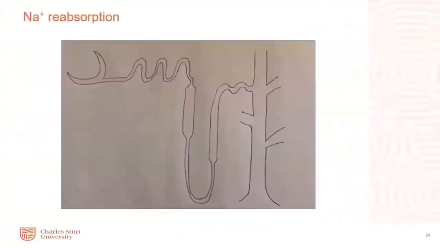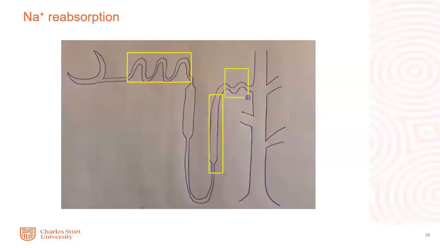So we're just going to have a look at this on the next slide. Now, in terms of sodium reabsorption, we know that most of it is occurring here in the proximal convoluted tubule. We also know that the descending part of the loop of Henle is not permeable to sodium, so there's no sodium reabsorption occurring down here. But we do know that there's sodium reabsorption occurring here, okay? We also have some sodium reabsorption occurring here in the distal convoluted tubule, and also a little bit in the collecting duct as well.